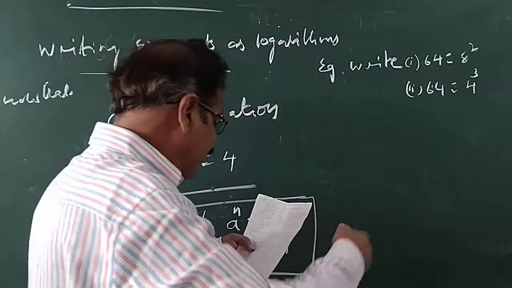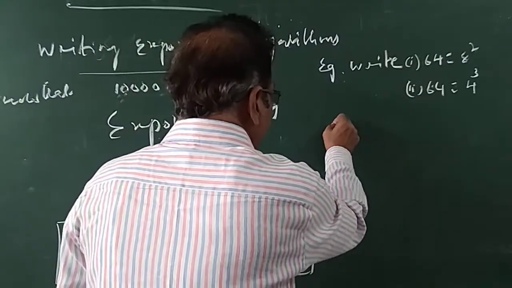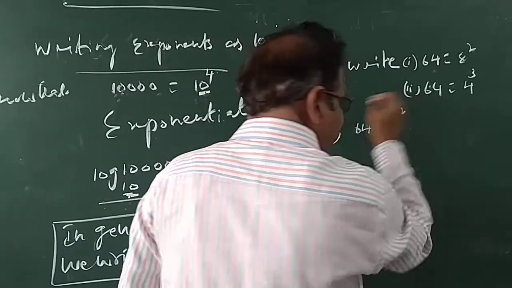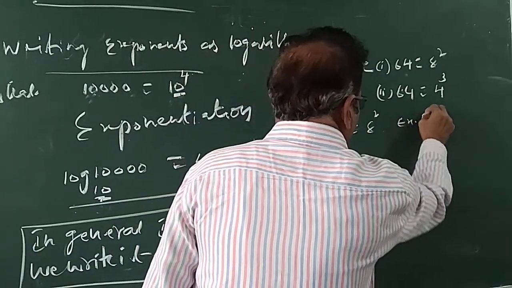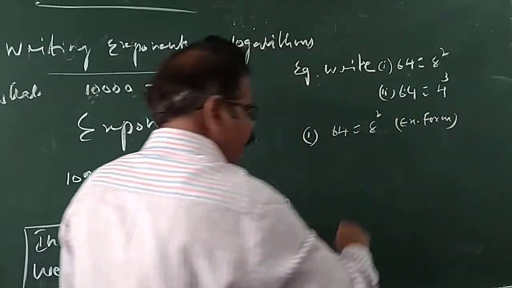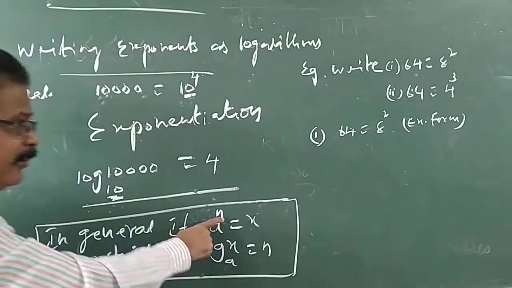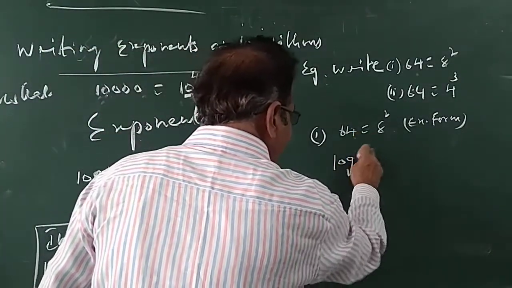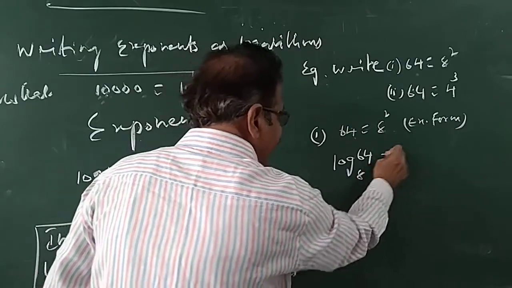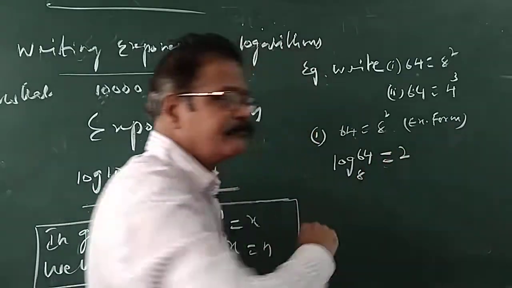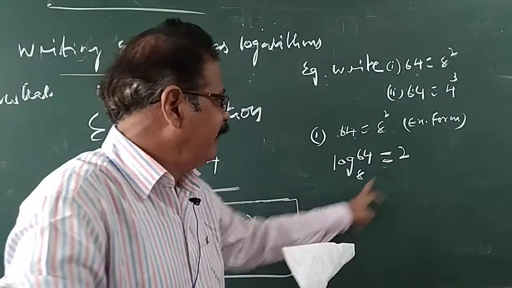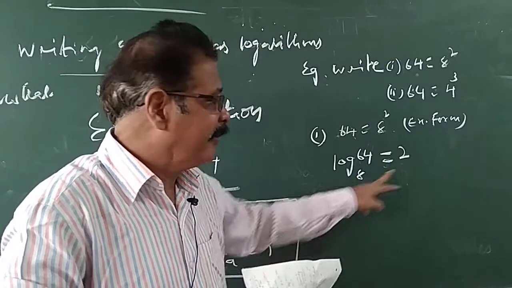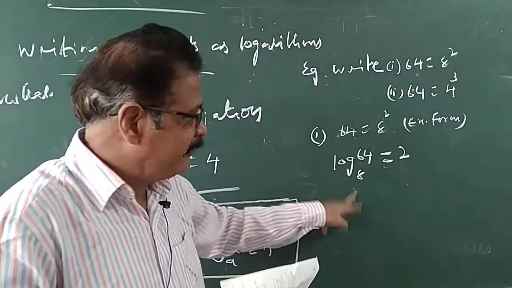Let us write this in logarithmic form. Let us consider 64 equals 8 squared. This is the exponential form, you know that. Write it in logarithmic form. The exponential form is a power n equals x; in logarithmic form, apply log. Log 64, the base is 8, equals the exponent that is left. Log 64 base 8 equals 2. The logarithm of 64 base 8 is 2.